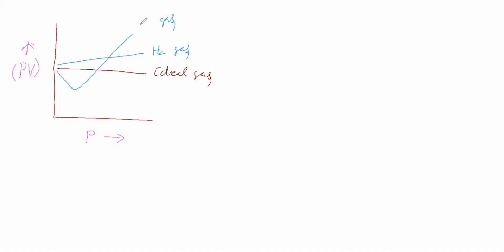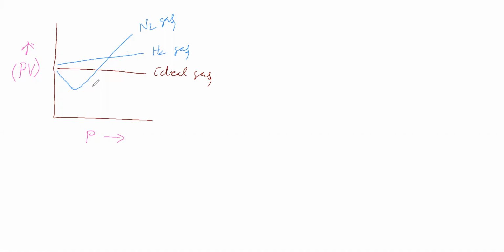What is the gas we are taking? Nitrogen gas. This is how the graph looks for nitrogen gas. So we have seen the graph for nitrogen gas. Now let us compare the nitrogen gas behavior with the ideal gas behavior.